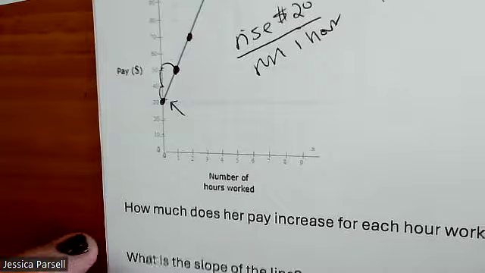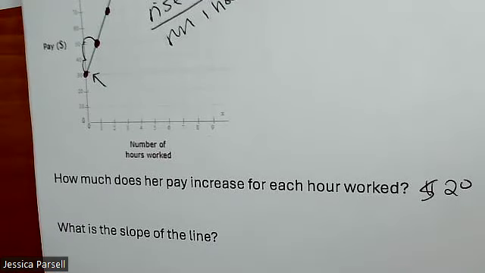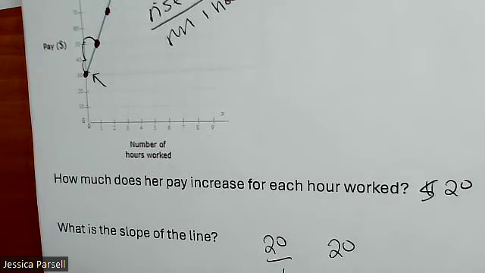Let's take a look here. How much does her pay increase for each hour worked? Well, we know it's going to be $20, right? And what is the slope of the line? It's just 20. You don't have to put 20 over 1, although technically that is correct. Just leave it at 20. Okay, let's take a look at what's next.